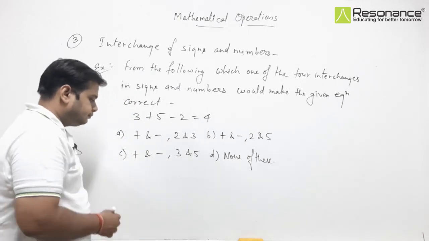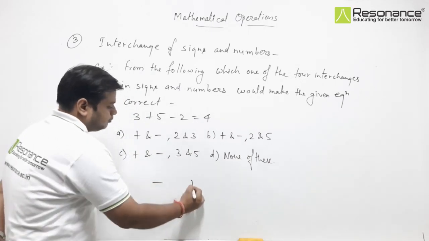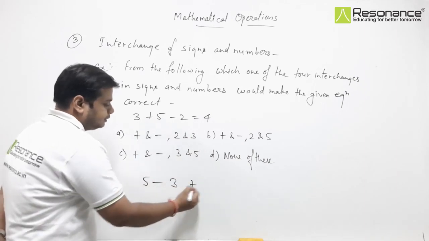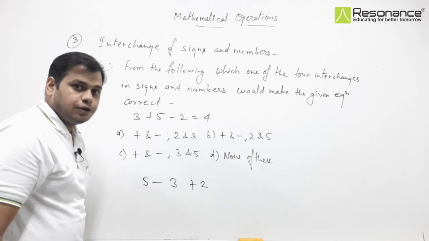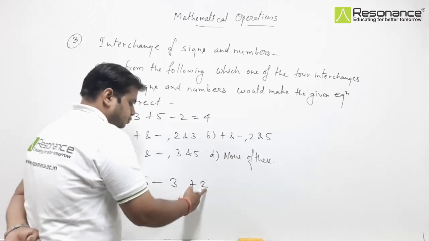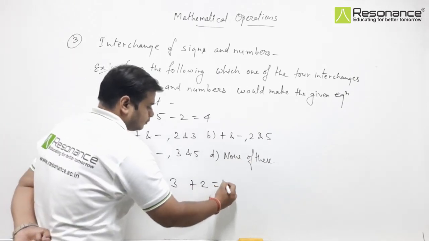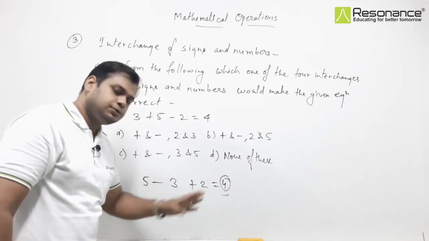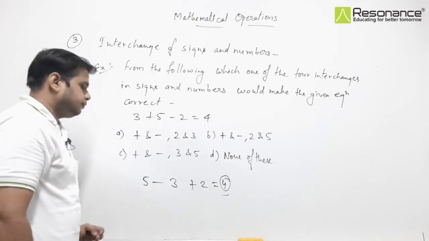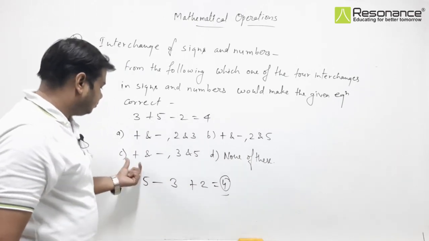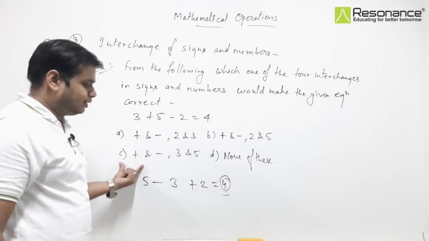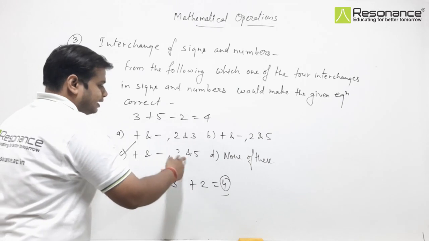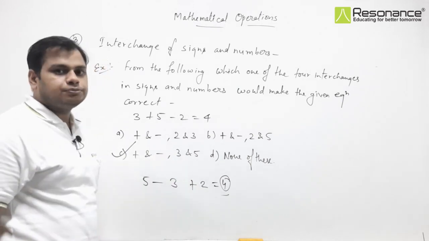Let's do the third one, plus and minus. So minus and plus here, 3 and 5. So 5 is here, 3 is here, and 2 is here. If you do this, 5 plus 2 is 7, 7 minus 3 is 4. Or 5 minus 3 is 2, 2 plus 2 is 4. Okay. So option number C will give us the correct answer. So we have to interchange signs and numbers both sometimes.